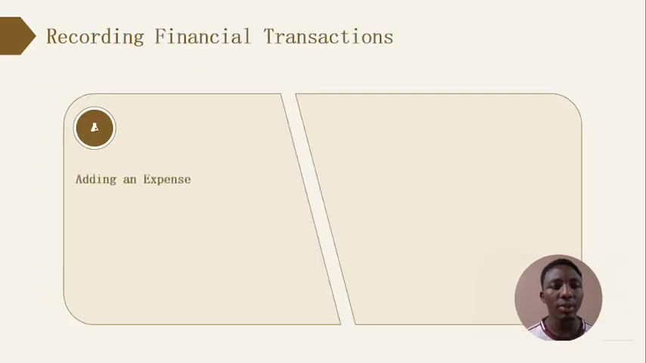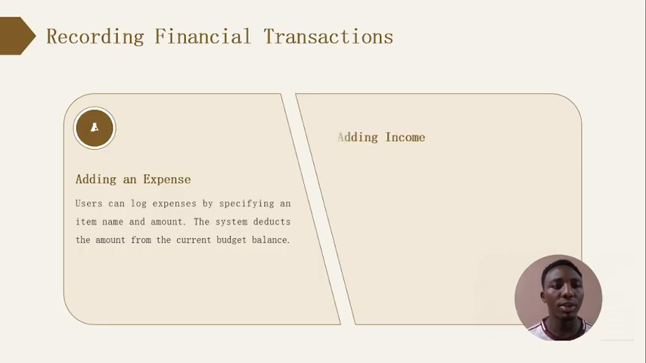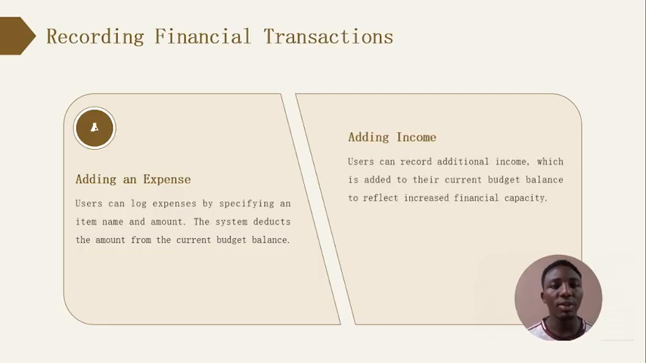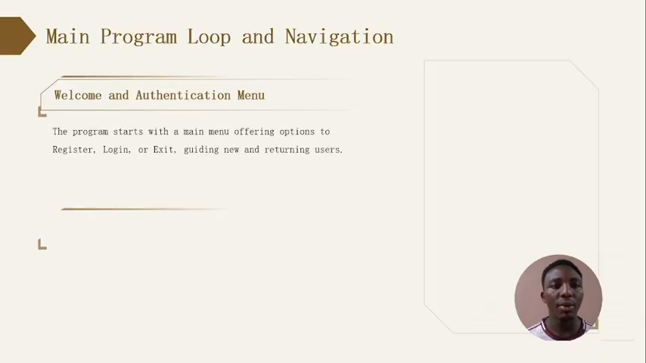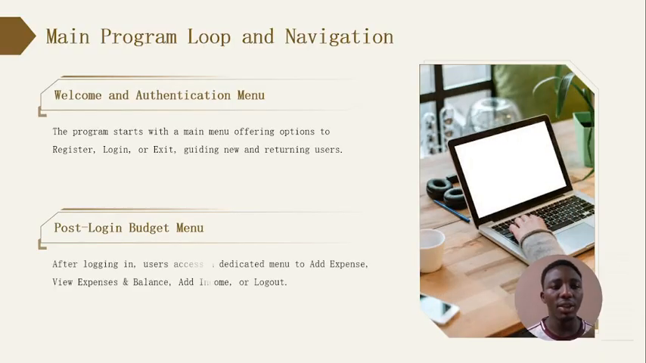The data storage used here is a file handling system. Recording financial transactions means adding expenses and adding income in the file. In the main programming loop and navigation, the user is provided a menu that lets them log in, sign up, exit, add expenses, and others.